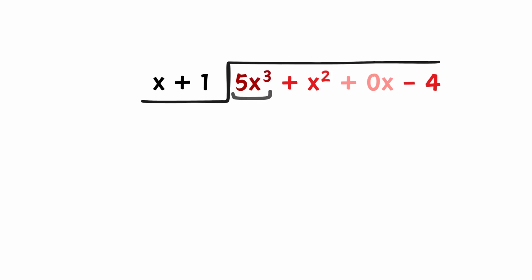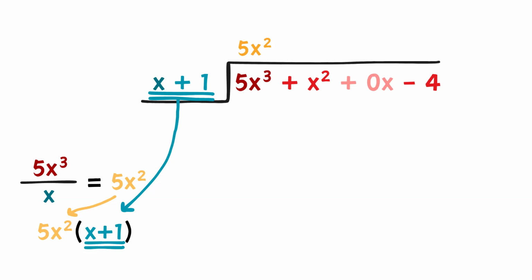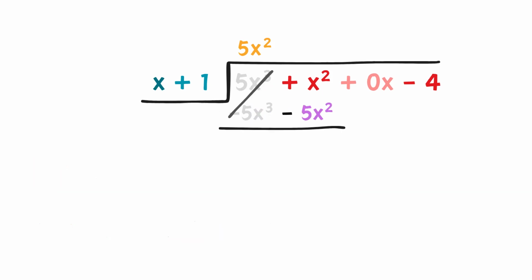The first term in the dividend is 5x cubed. What can we multiply x by to make this? 5x squared. So let's multiply our divisor by 5x squared. This would be 5x cubed plus 5x squared. Now let's subtract this from our dividend. The 5x cubed cancels out, and x squared minus 5x squared is negative 4x squared.